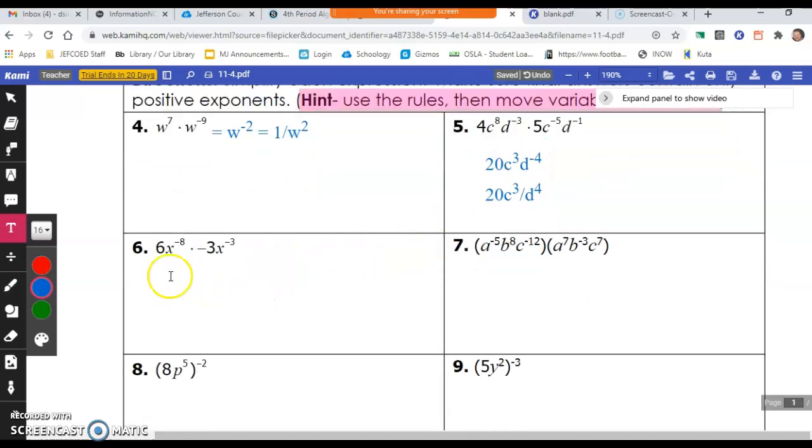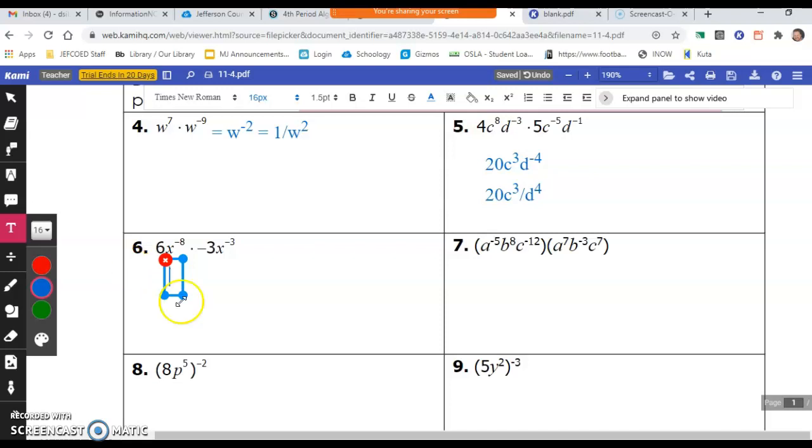All right, looking at number 6. We've got 6x to the negative 8th times negative 3x to the negative 3rd. Let's simplify using the product rule. So we know 6 times the negative 3 is negative 18. We've got x to the negative 8th plus x to the negative 3rd, which is going to be negative 11.